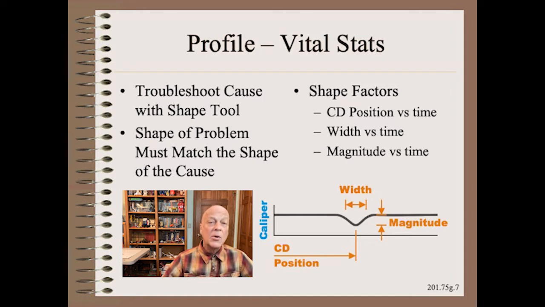The second most important metric is width. For example, a 1-inch wide thickness valley is not likely to be the cause for a 1-foot wide defect, even if they both happen to be located in the same CD location. The very least useful metric for most problems is magnitude or severity.